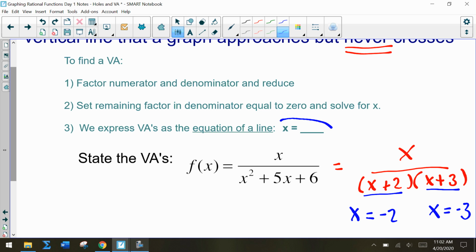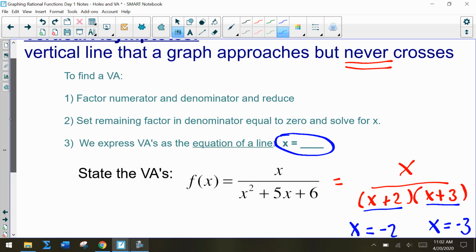So we're always going to express a vertical asymptote as an equation of a line. Again, a vertical asymptote is a domain restriction, so that's why we're looking at our denominators.